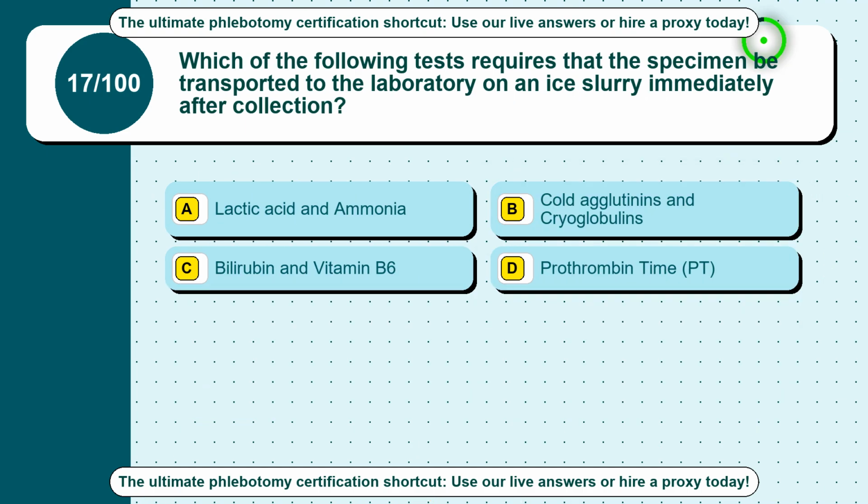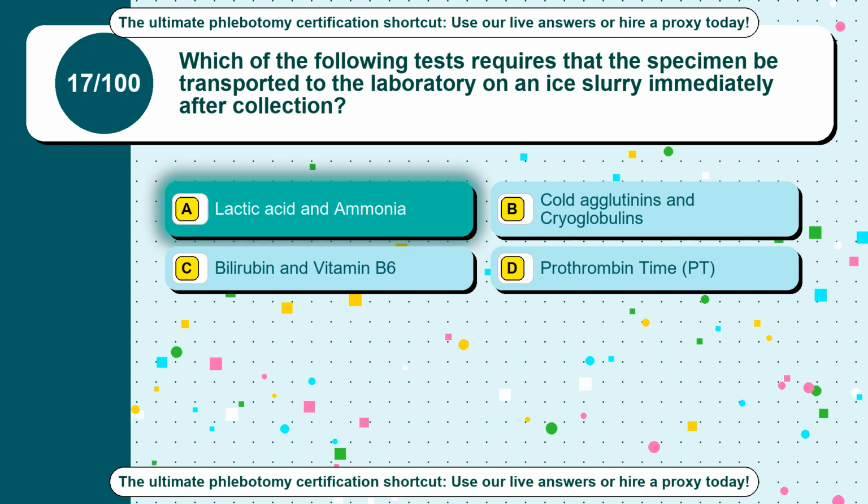Question 17. Which of the following tests requires that the specimen be transported to the laboratory on an ice slurry immediately after collection? Option A. Lactic acid and ammonia. Option B. Cold agglutinins and cryoglobulins. Option C. Bilirubin and vitamin B6. Option D. Prothrombin time. The correct answer is option A.